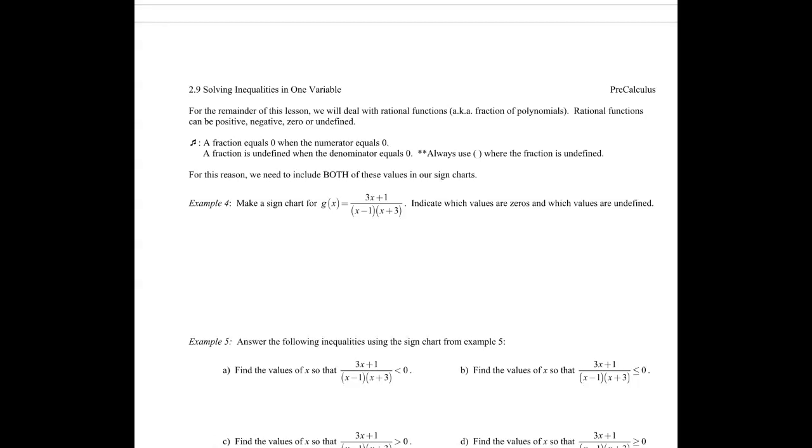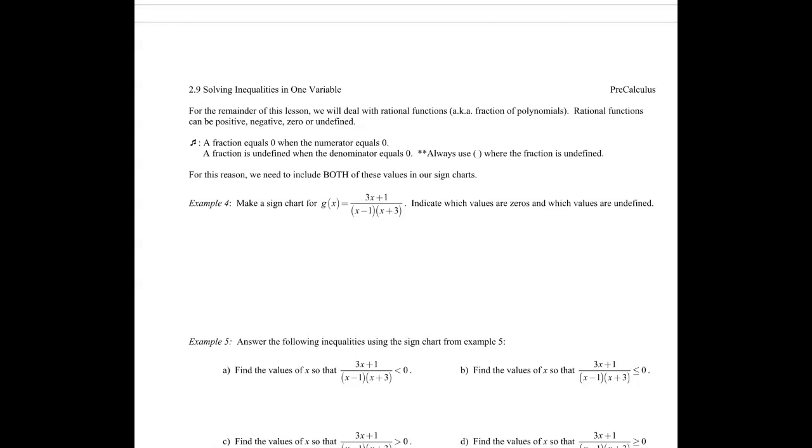For the remainder of the lesson, we're going to be dealing with rational functions, aka fractions of polynomials. Rational functions can be positive, negative, undefined, or zero. A fraction equals zero only when the numerator is equal to zero, and a fraction is undefined when the denominator equals zero. Always use parentheses when the fraction is undefined, because that means I cannot actually include that value that we're going to get from these factors.